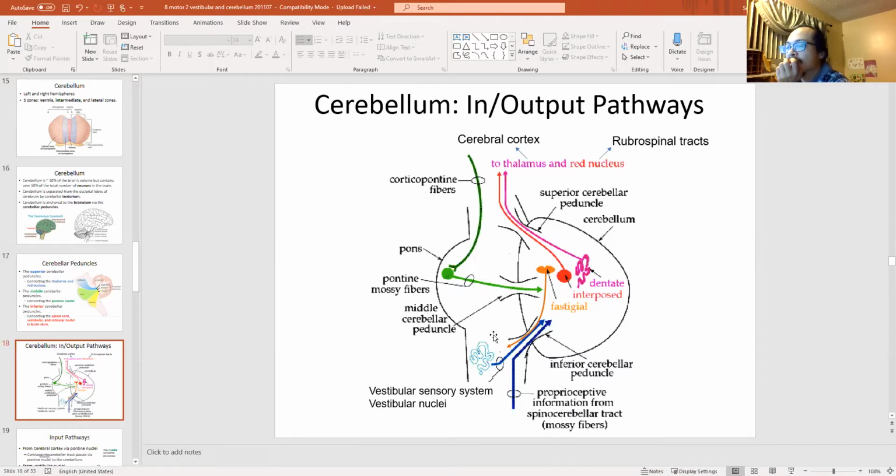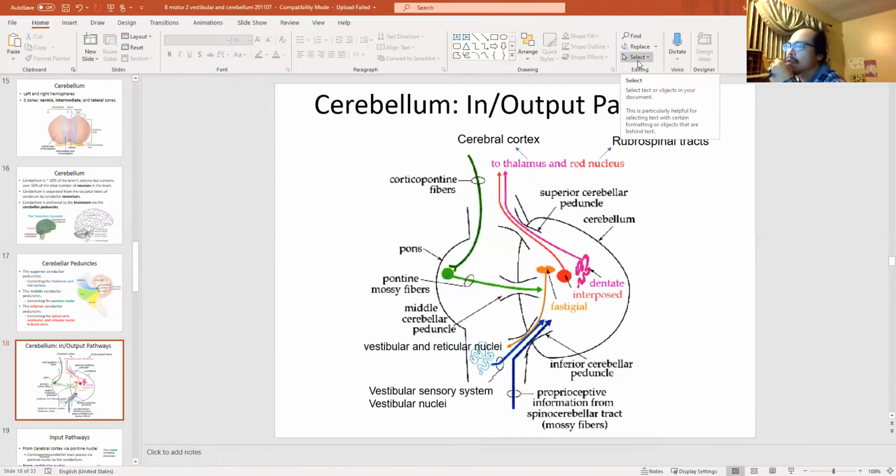One is the vestibular nuclei. The other one is the reticular formation. Let me write this down to make it more complete. Yeah, so output to the vestibular and the reticular nuclei. So that's that. So now you have the input and output.